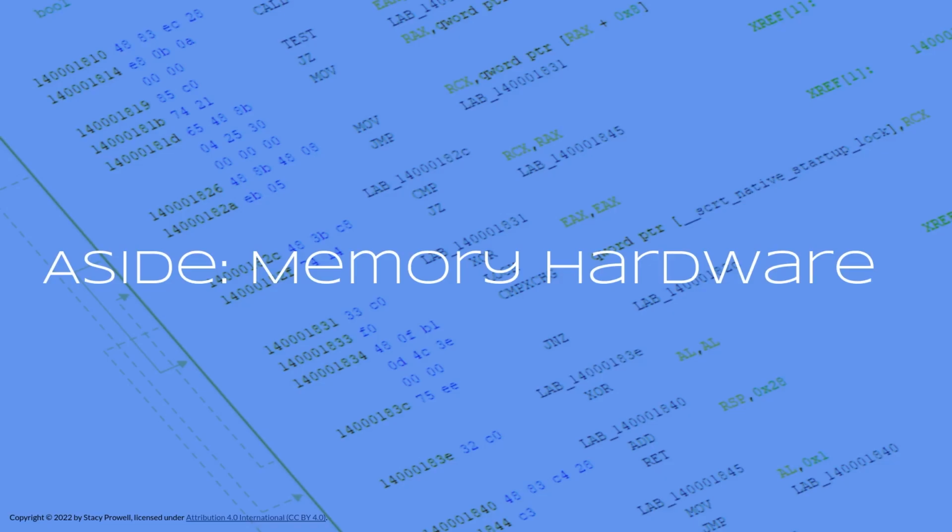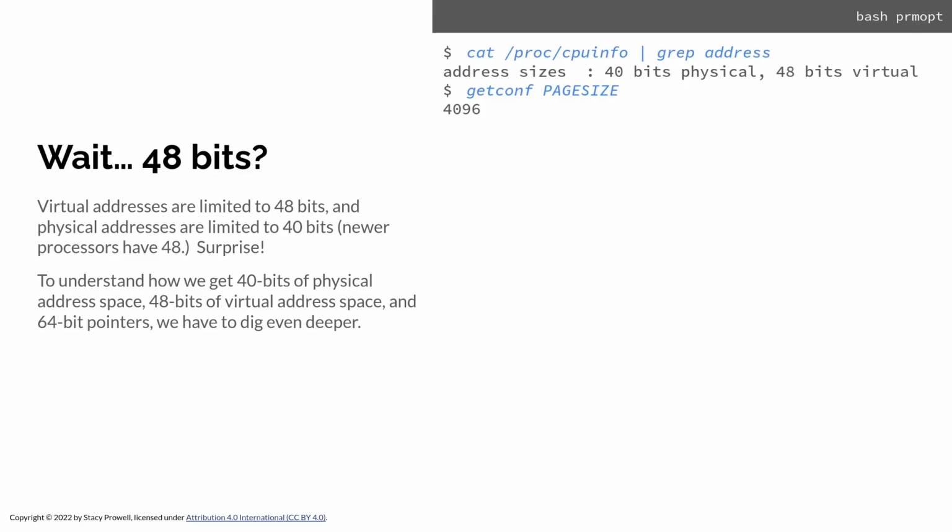Let's think a little bit about memory hardware. Now, I've been saying 48 bits. What do I mean? Well, I mean 48 bits. It may even be 40 bits. Virtual addresses are limited to 48 bits, and physical addresses are limited to 40 bits, although on some newer processors, like the one I'm doing this on right now, it's 48.